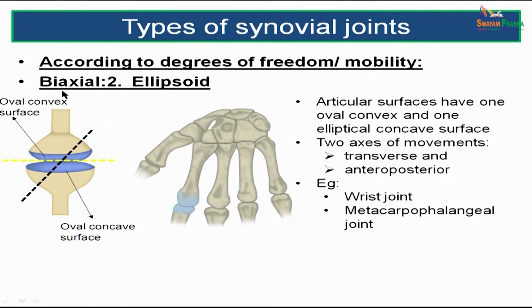The second variety of biaxial joint is the ellipsoid joint. Now, here the articular surfaces have one oval convex surface and one elliptical concave surface fitting into each other. The movements occur along two axes here, mainly the transverse axis and the antero-posterior axis. This kind of joint is seen in the wrist joint and the metacarpophalangeal joint.